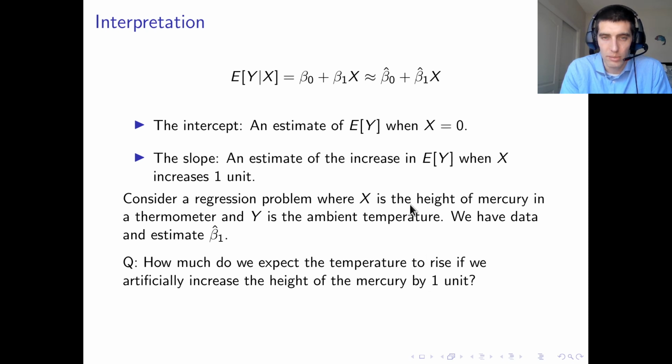Okay. So let's think about this. So we artificially increase the height of the mercury by 1 unit. How much do we expect the temperature to rise?